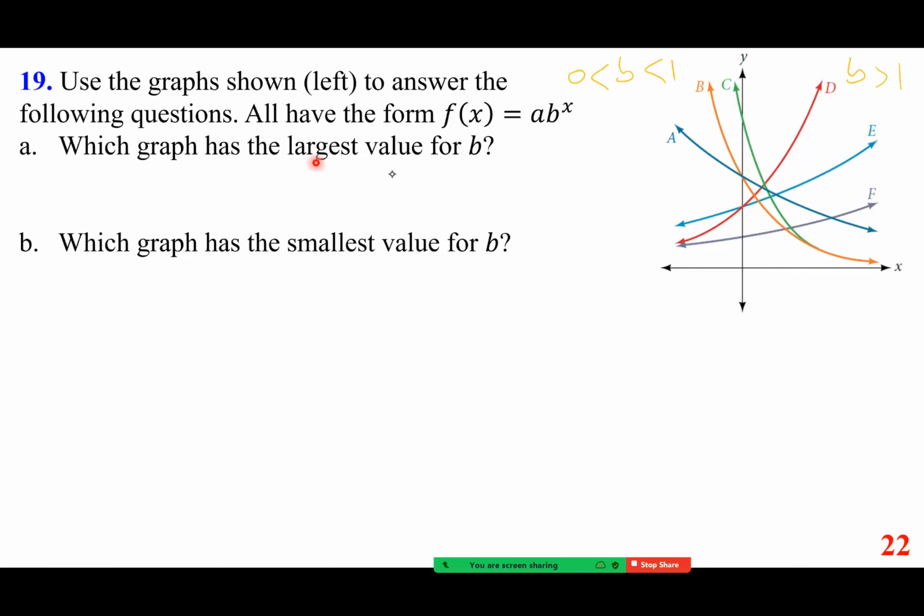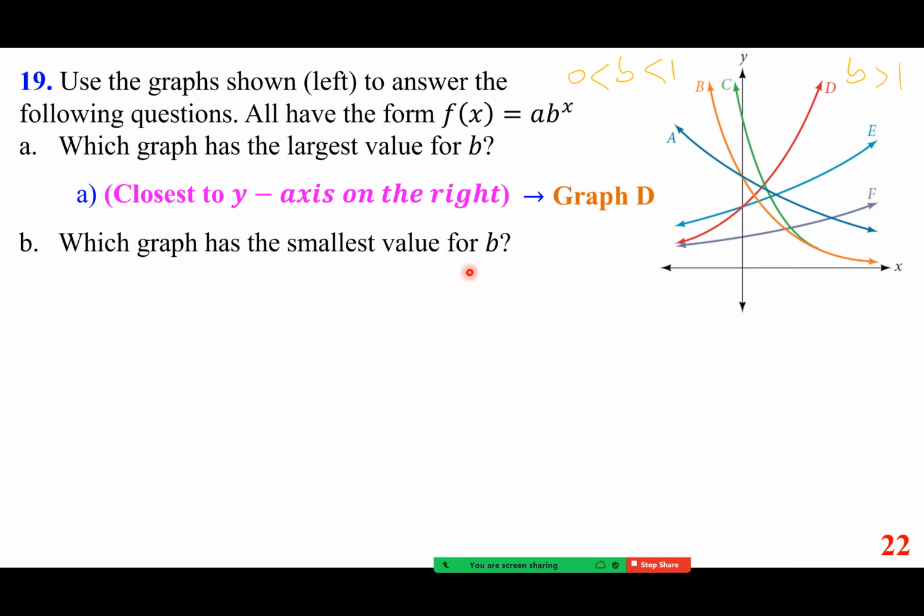Now, which one has the largest value of B, closest to the y-axis on the right side? Because remember, on the right side, the B values, the bases, are larger than 1. On the left side they are less than 1. They're between 0 and 1, like 0.1, like 1/2, things like that. So in this case, it makes it graph D. As you can see, among the ones on the right, this is closest to the y-axis.